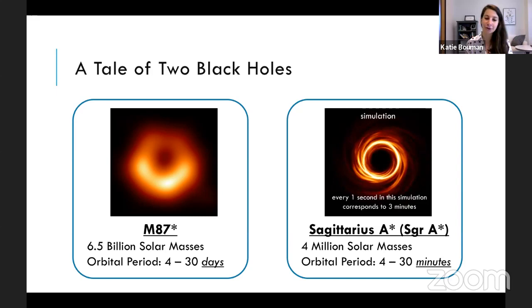But since it's so small, physically small, that means the gas orbits around it much more quickly. Whereas it takes 4 to 30 days to make a complete orbit of the gas around M87, for Sag A star it's making a full orbit every 4 to 30 minutes. So it's zipping around really fast. And so we would love to recover the dynamics of gas flowing around Sag A star. It would be like a holy grail for us, but this is really challenging.